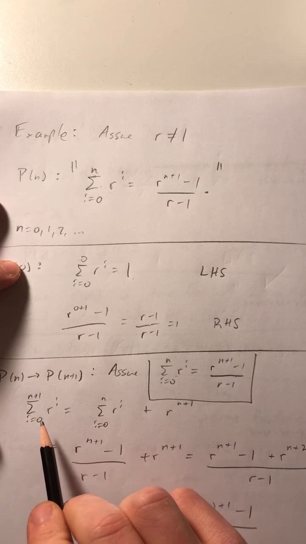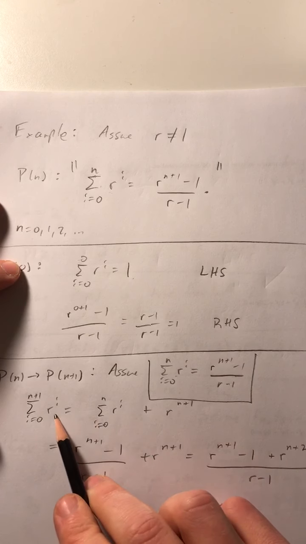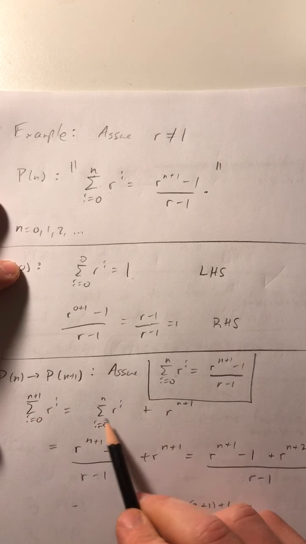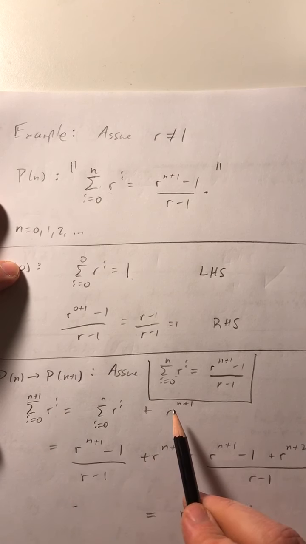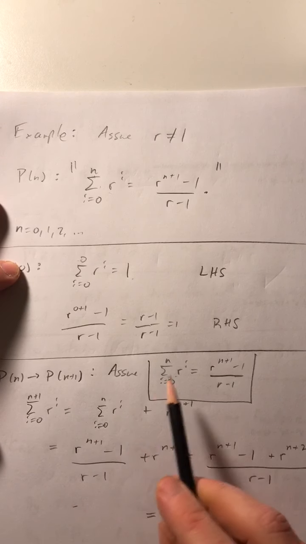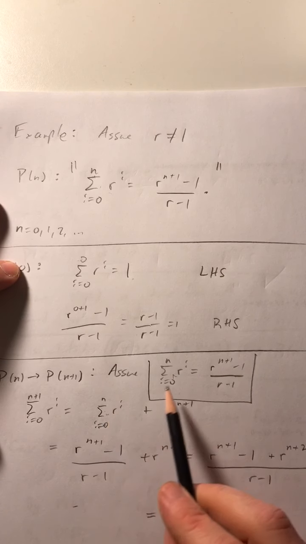Well, I could split that up into the sum as i goes from 0 to n of r to the i, plus just the i equals n plus 1 value. So the first terms and then the very last one in this sum. So I split off the last term of the sum over here, and then all of the other terms are here.